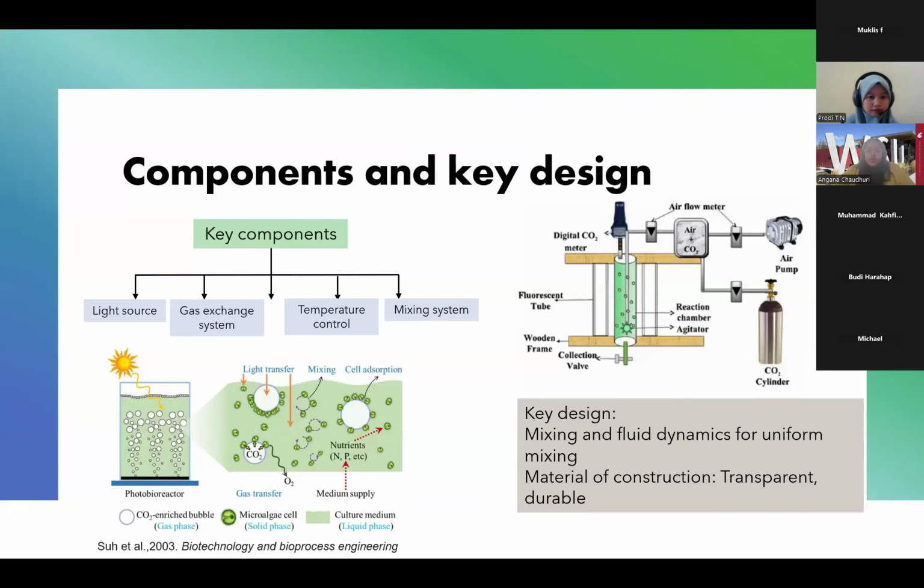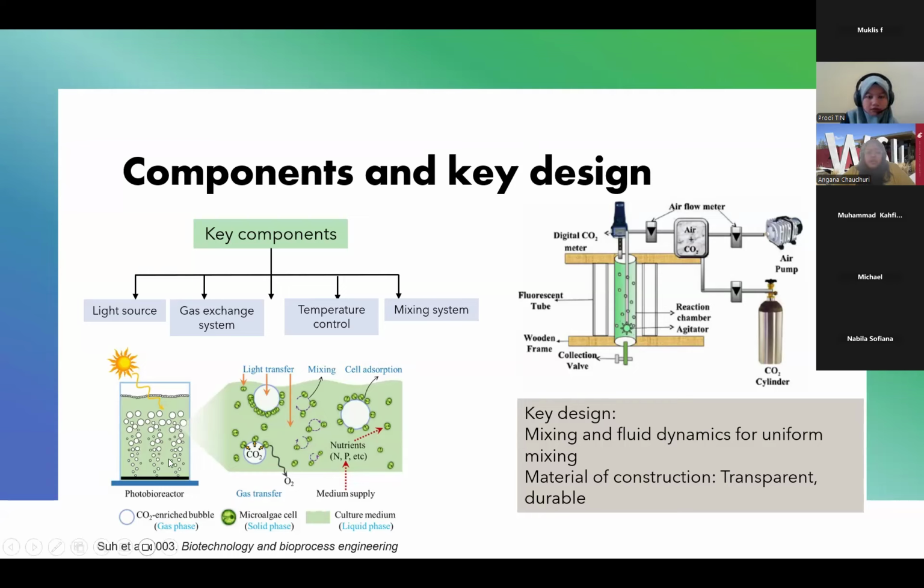Now, in a photobioreactor, what are the components and the key design? So, most importantly, we should have a light source, gas exchange system, temperature control, and finally a mixing system. Here, this diagram shows a photobioreactor which has some of its parts, like it is always under a fluorescent tube so that the light can penetrate inside it. And then you have a carbon dioxide and air flow, and a meter to always measure how much of the carbon dioxide is entering into the bioreactor. And at the same time, you have a collection valve where you can collect the samples from here, and also an agitator which helps in mixing your entire nutrient and supplements for the algal cell.